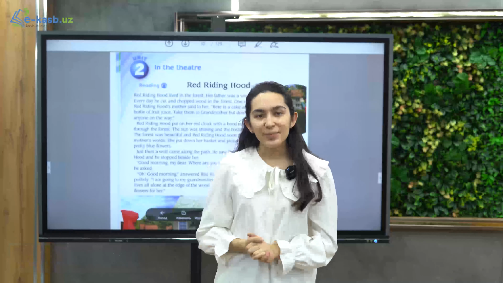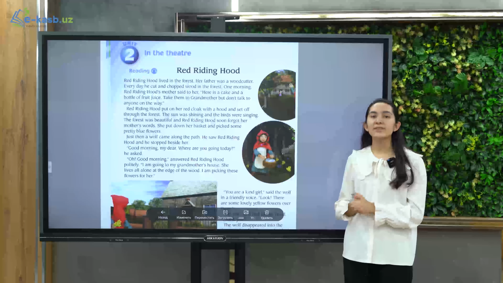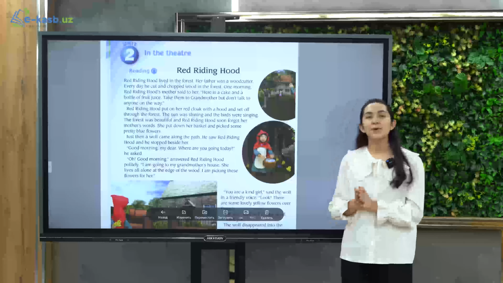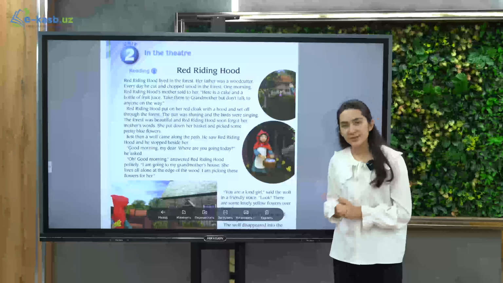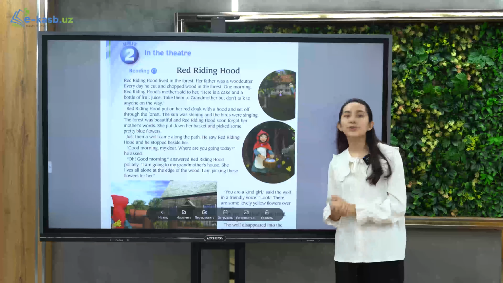Demak, tayyormisiz? Boshladik. So, as we had in our first lesson, in today's lesson, we are also going to read together, and then we are going to do what? Of course, we are going to retell so that we can make sure that we have understood the text.